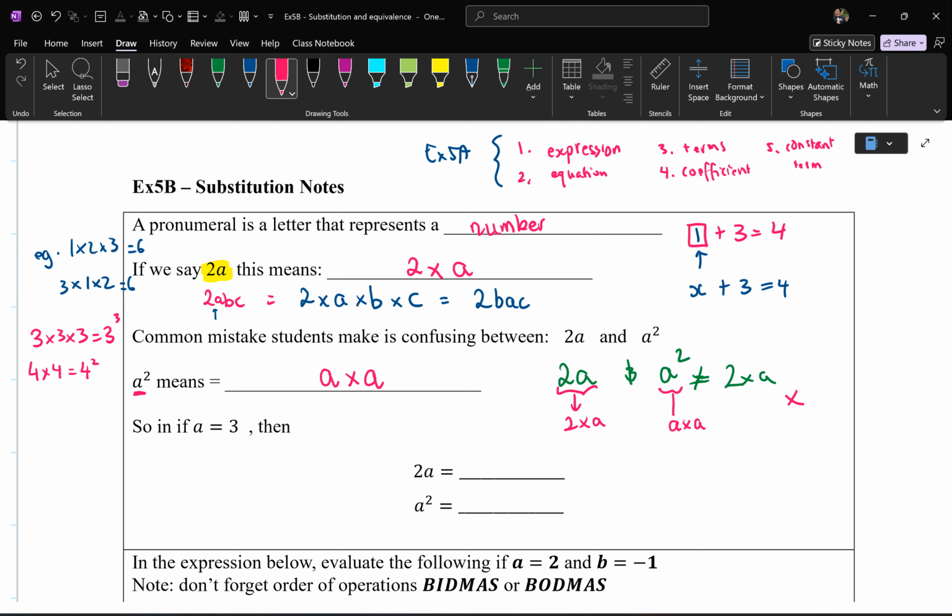So A squared, I'm going to catch someone next time. I'm going to remind you this as well. So A squared is not the same as 2A. They're two different things. 2A and A squared are not the same.